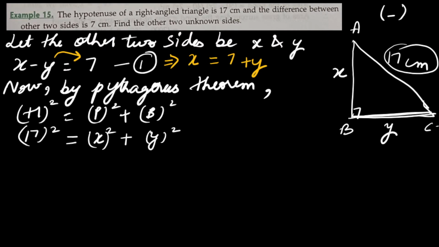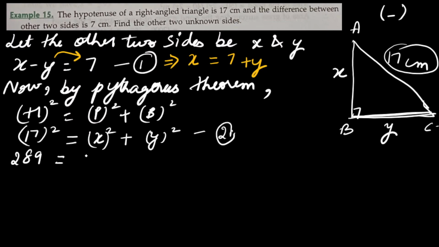So here we can just substitute now. Jayashree has also mentioned we can substitute the x value as 7 plus y. So now this is our second equation: 17 square is equal to x square plus y square. Square of 17 is 289.